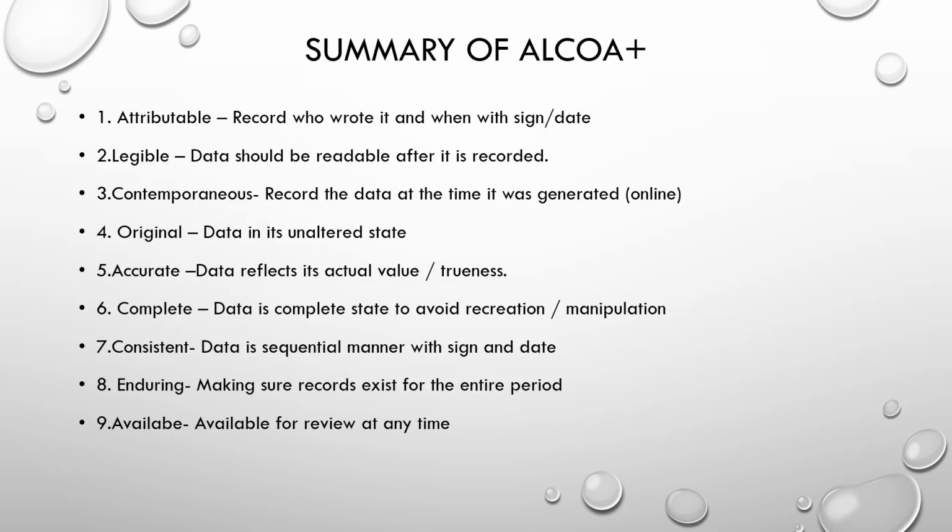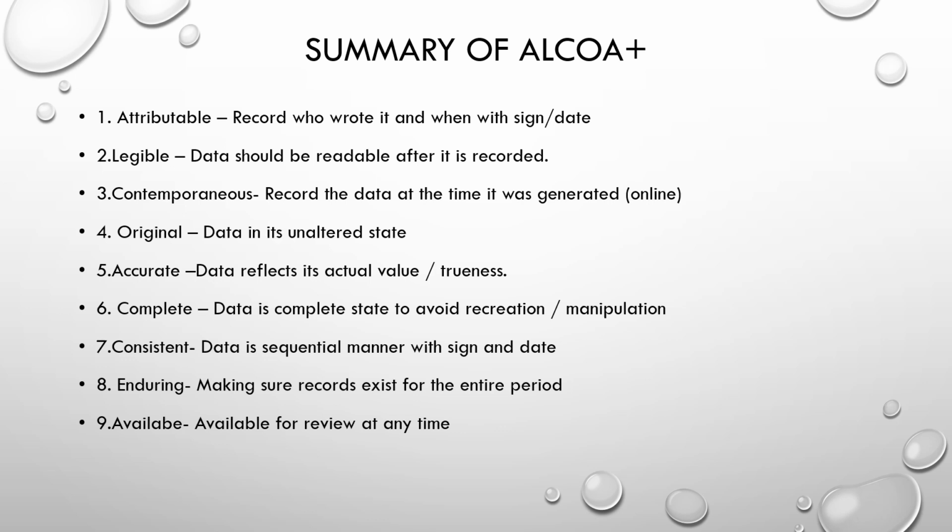So I talked about all the ALCOA principles, right? This is the summary of the ALCOA plus principles. Attributable: what does attributable say? Record who wrote it, with sign and date. The record or data that is generated should capture who wrote the data, and when, with sign and date. That is called attributable. What is legible? Data should be readable after it was recorded.